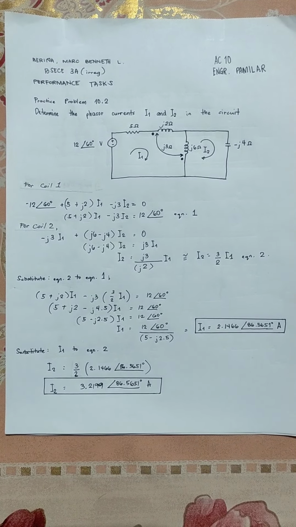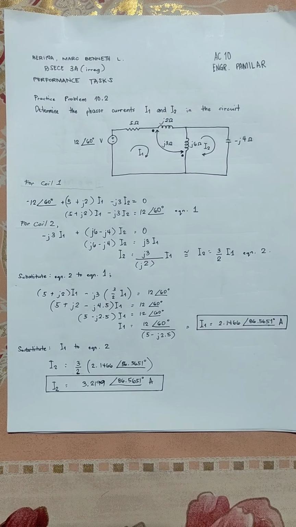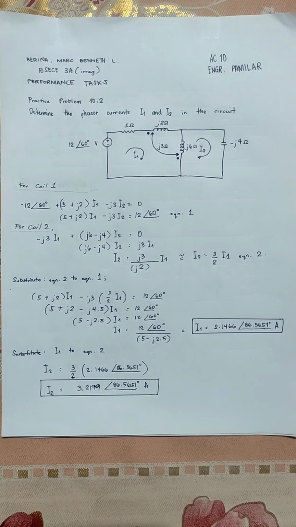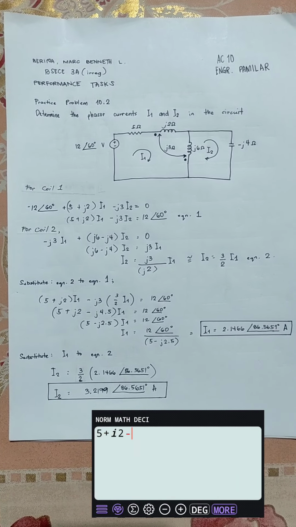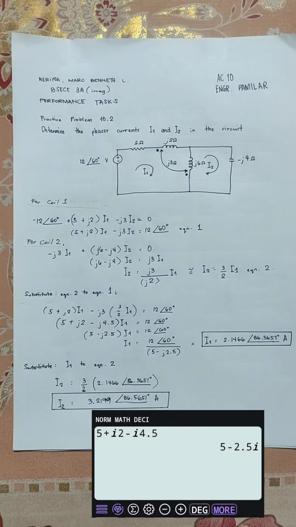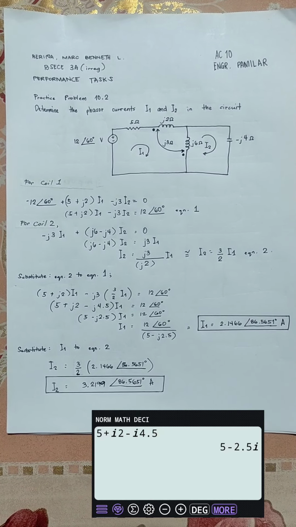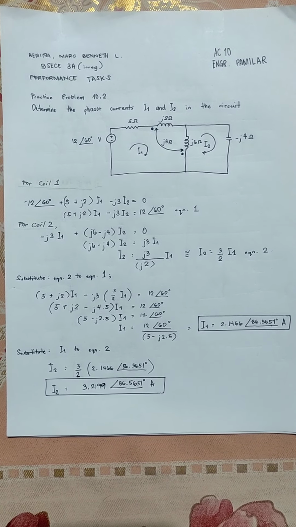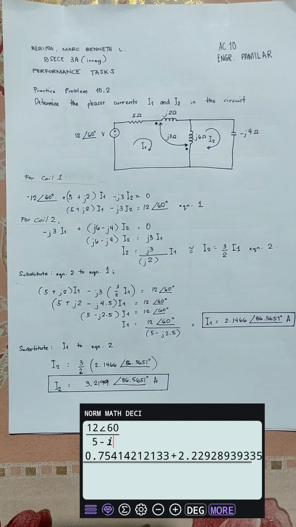Now substitute equation 2 into equation 1. (5 + j2) I1 minus j3 times 3 over 2 I1 equals 12∠60°. (5 + j2 minus j4.5) I1 equals 12∠60°. (5 minus j2.5) I1 equals 12∠60°. Then I1 equals 12∠60° over 5 minus j2.5.